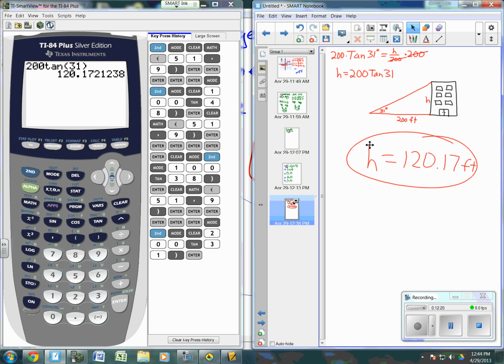Tangent, remember, tangent's just a ratio. It's a fraction. If you're given your angle, it's the opposite side divided by the adjacent side. It's always going to be the same for a 31-degree angle. That's why this works.